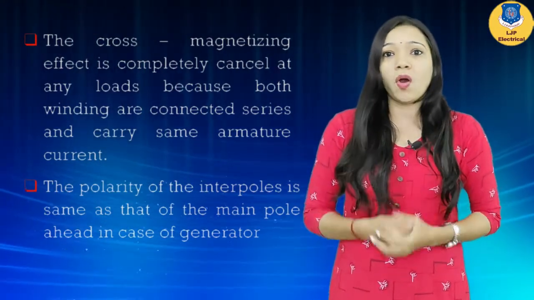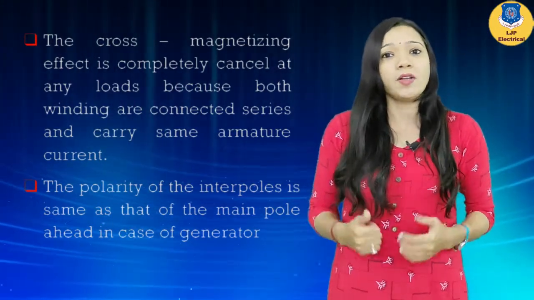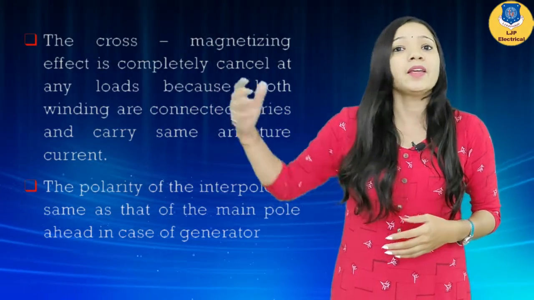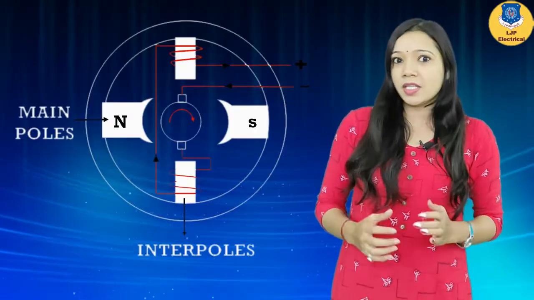The polarity of the interpole is the same as that of the main pole ahead, in the case of a generator. So you can see in the figure.